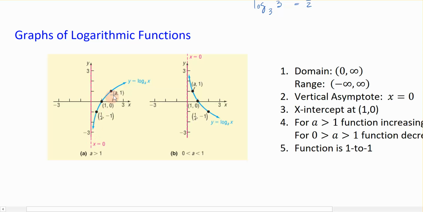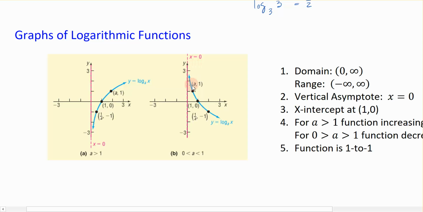It's considered an increasing function because we are rising from the left to the right. And this is a picture when the base a is greater than 1. Notice that I have a vertical asymptote occurring when x is equal to 0. I'm going to cross the x-axis at (1, 0). And these are the characteristics of my a greater than 1 log function.